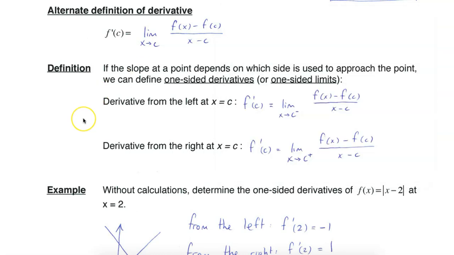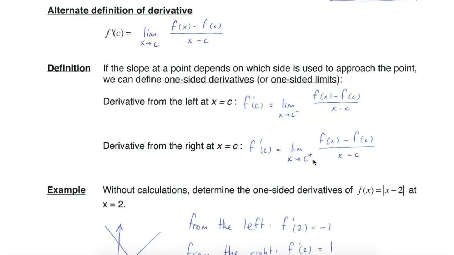Okay, so why are we introducing this alternate definition of the derivative? Well, the reason is if we want to look at the derivative from both sides, from the right and from the left, it's much easier with this definition instead of the other one. So why is that? We can define x as approaching c from the negative side, or we can define x as approaching c from the positive side. This is a little bit of an advantage.